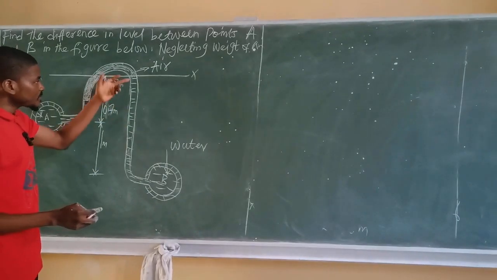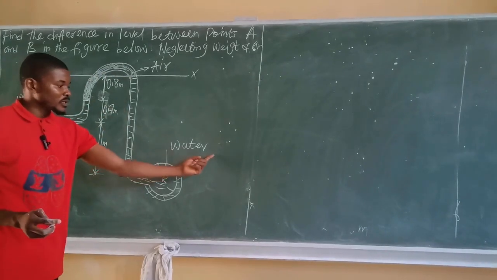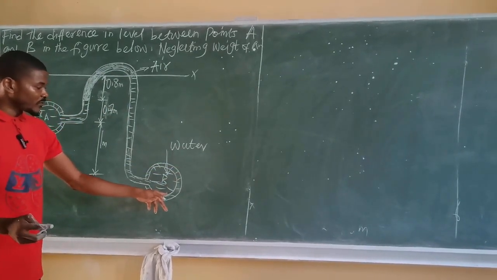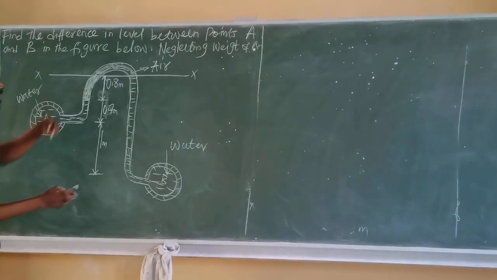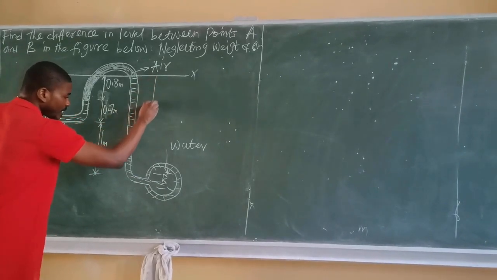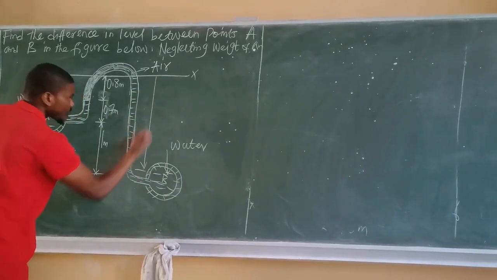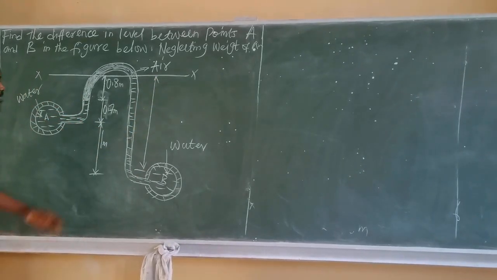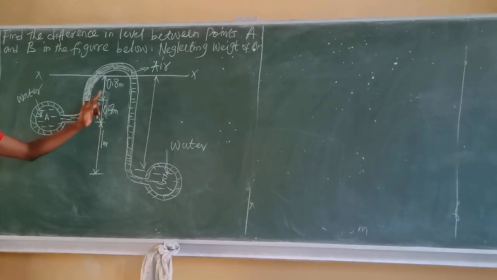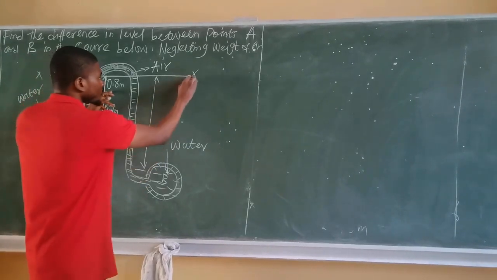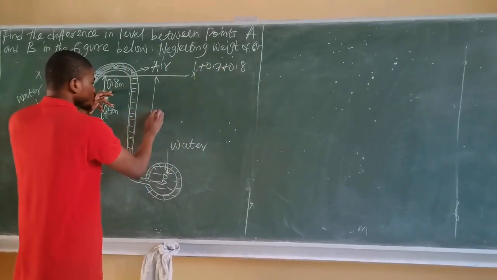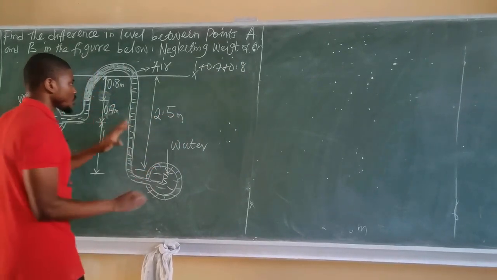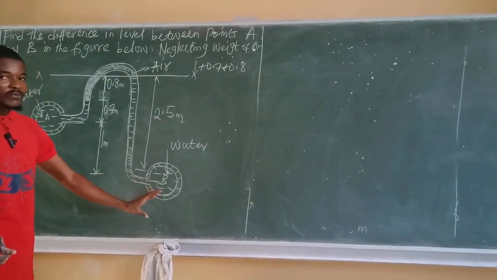Okay, and then we have another fluid here also termed water in pipe B. So to get the height of this water, the height of water from the datum line is simply measured from here down to this point. This becomes the height of water, and it is simply the summation of the entire height obtained here. So it becomes 1 plus 0.7 plus 0.8, and this will give us 2.5 meters. This becomes the height of water on this other side of the pipe.